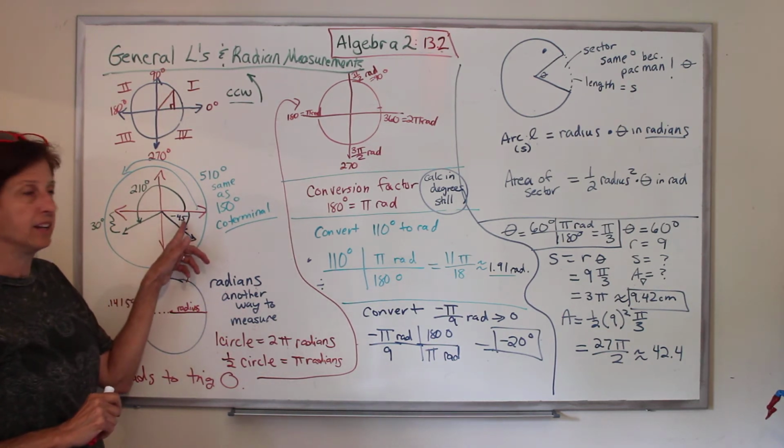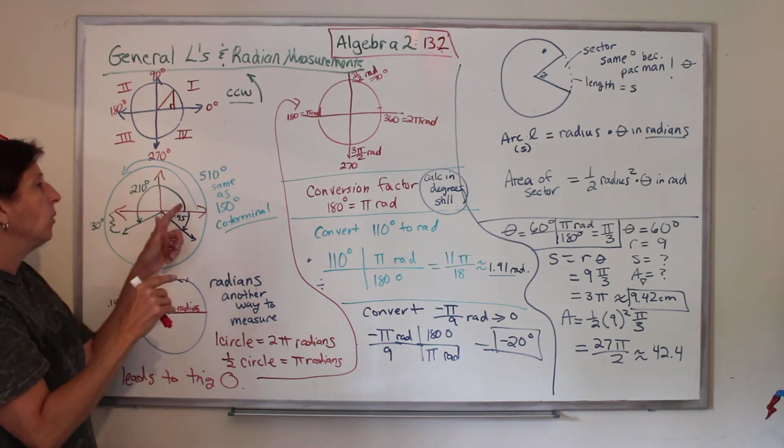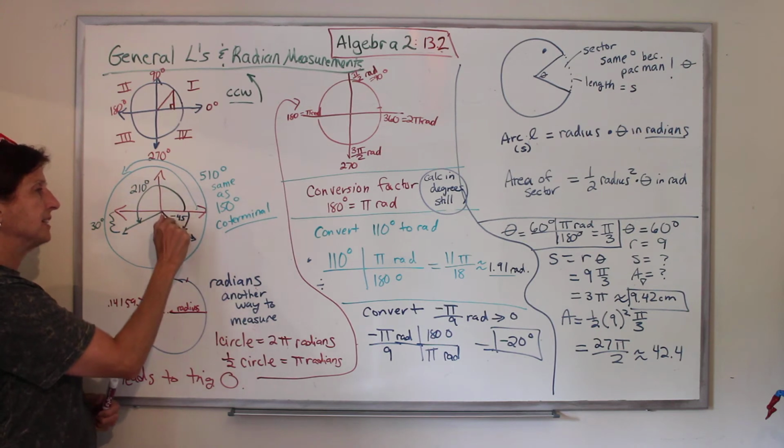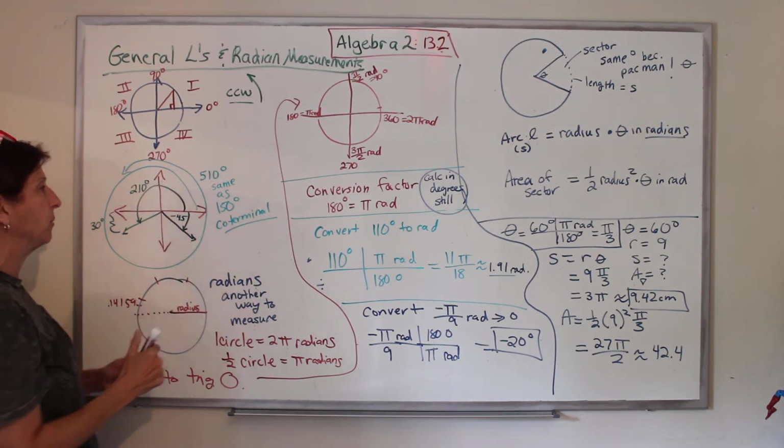Sometimes it has a negative. If it has a negative, instead of going our regular counterclockwise, we go clockwise. So if it's negative 45, you just go down 45 degrees from our 0 point.